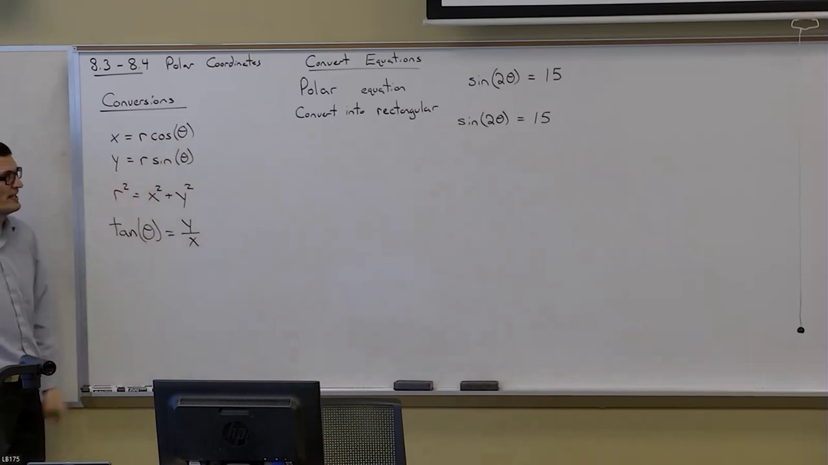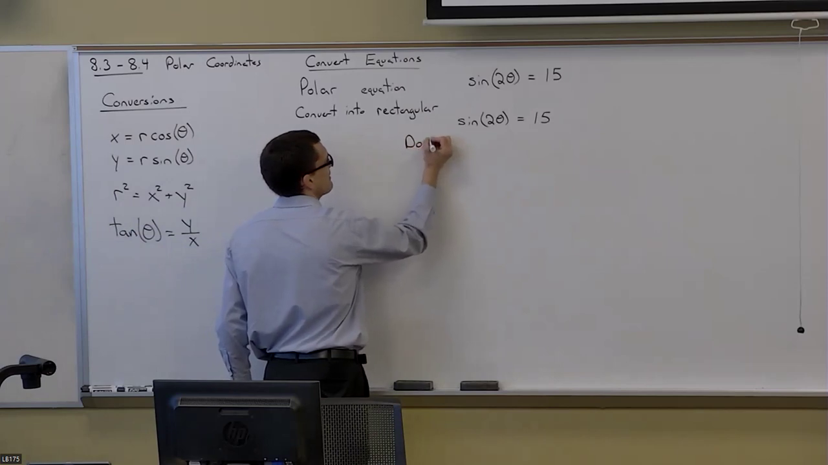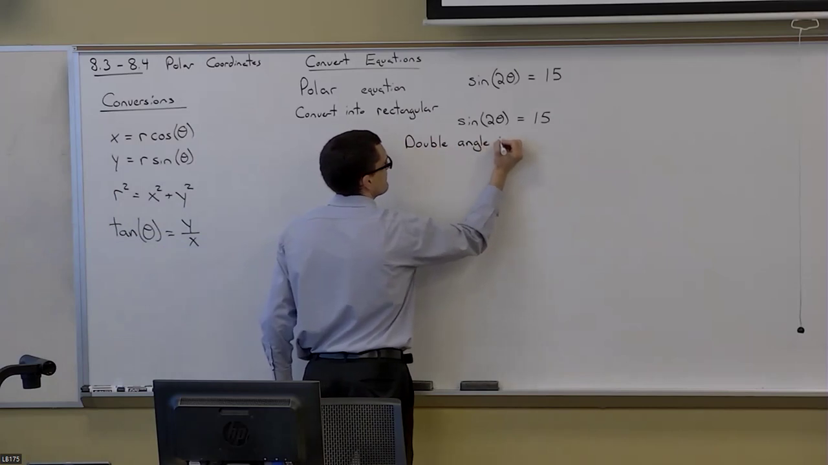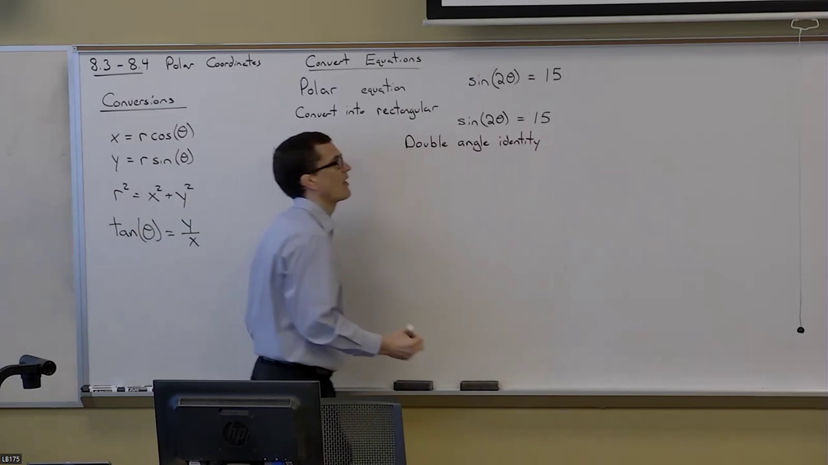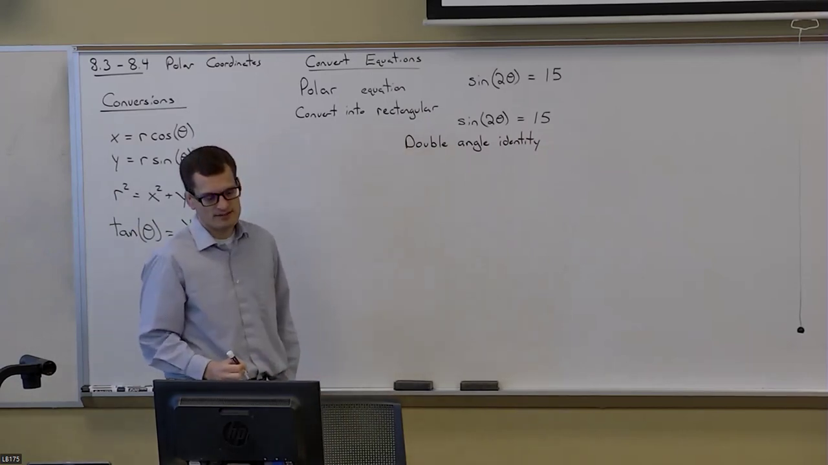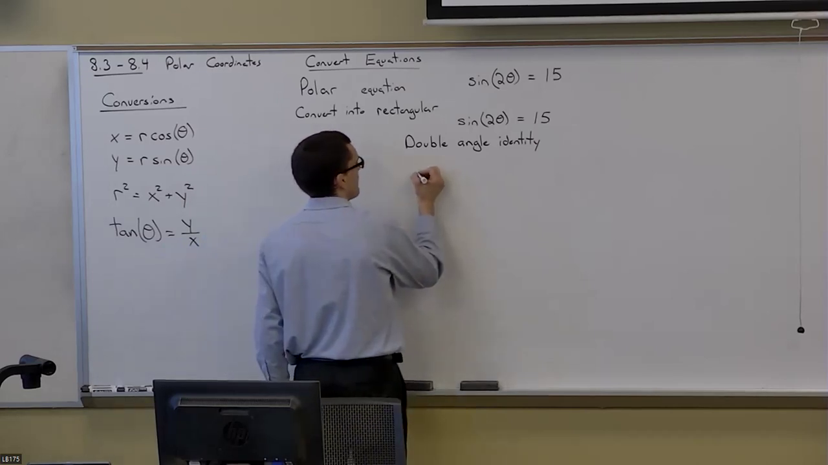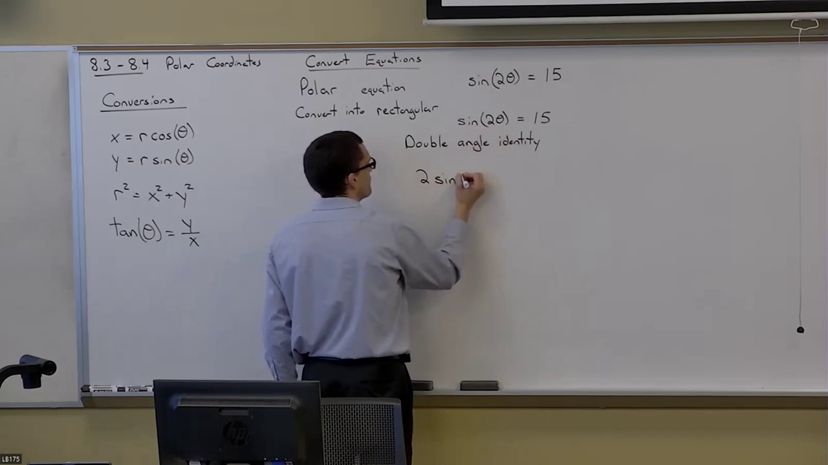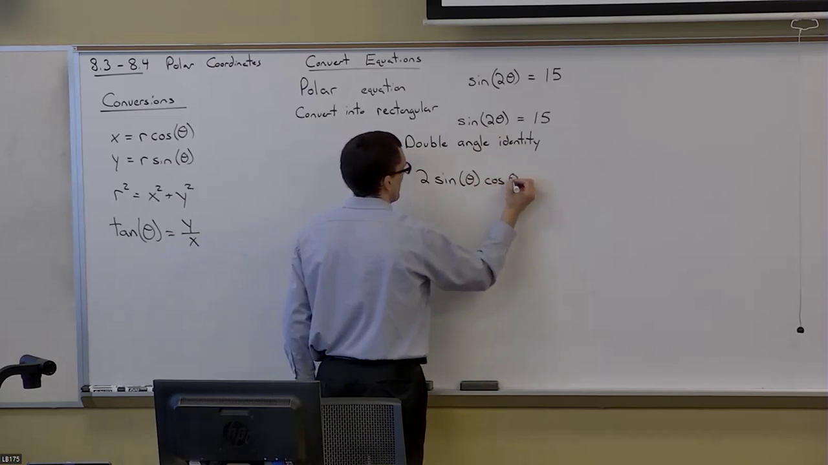What I have to do here is basically go back to one of my double angle identities for sine of 2 theta. And the double angle identity says if you have sine of 2 theta, that's going to be the same as 2 times sine theta times cosine theta.